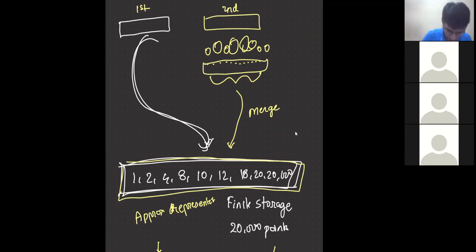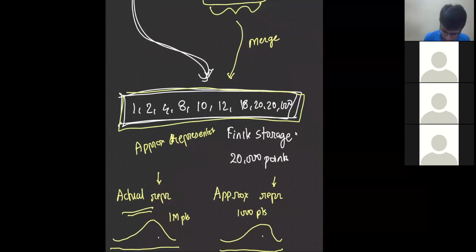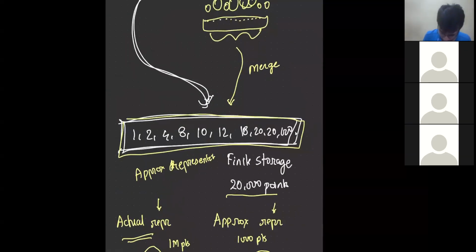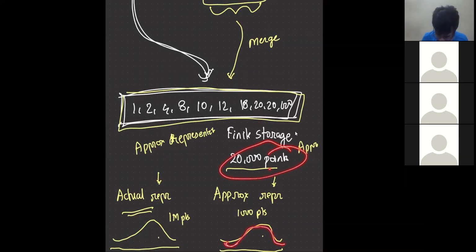Now, from this approximate representation, this is what we are trying to build over here. We have 2000 points of space dedicated for this metric. That's it, only 2000 points I can store at max. This 2000 points is my approximate storage, and I would want the distribution of this to be very close to the distribution of my actual data.